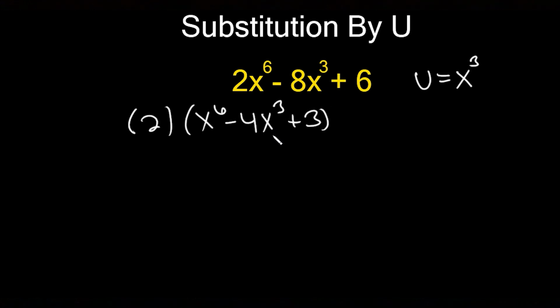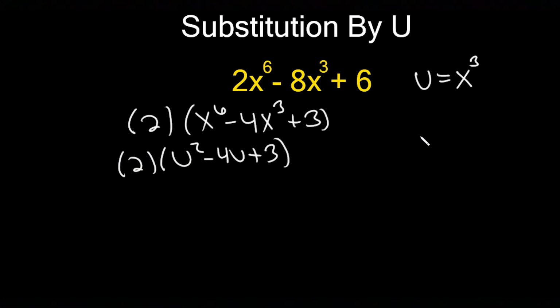Remember, we're always going to be using this variable and exponent right here when we do substitution by u. So from here, we're going to go ahead and replace. I'll go ahead and rewrite the 2, and then right here I'll have u squared minus 4u plus 3.